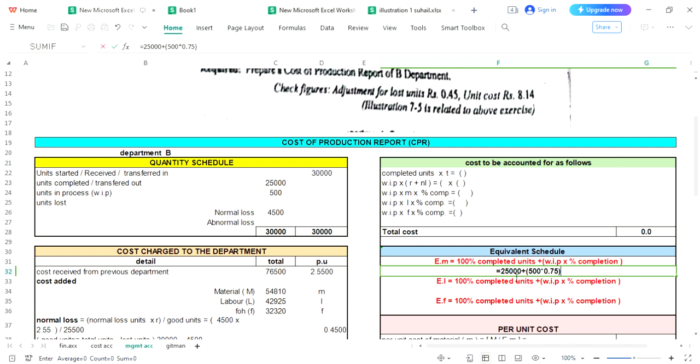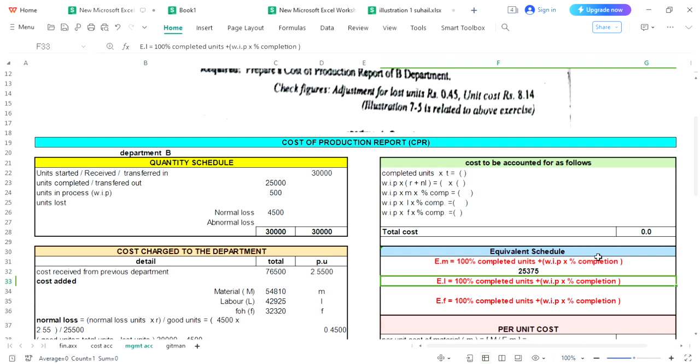Now please look at it again. Completed unit 25,000 plus sign, bracket open, work in process was 500, multiply with percentage completion. Percentage completion was given in the book. In this way you can calculate. You can take the screenshot over here as well, because when I will enter, these three amounts will vanish and only the answer would appear over here. So finally we have got equivalent units of material.